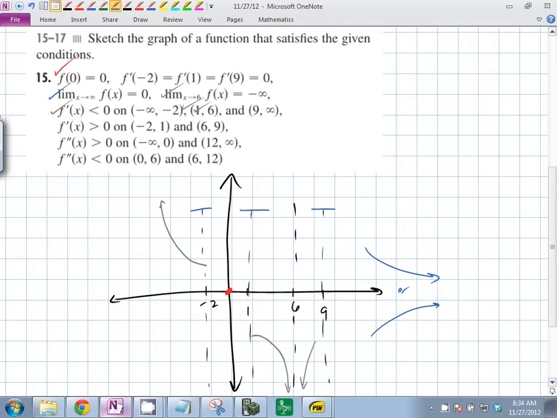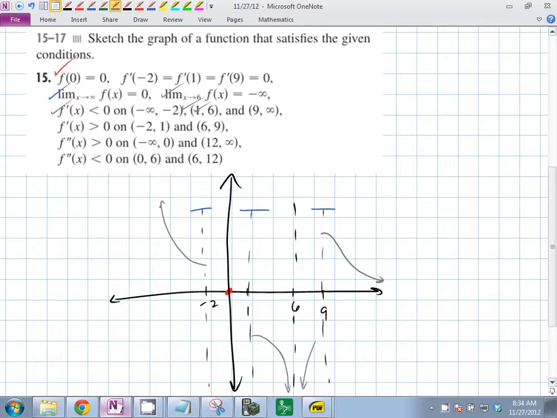And from what? 9 to infinity. So does that mean from 9 to infinity it's falling? So which one is it going to be? The upper one or the lower one? If it's decreasing from 9 to infinity, which one of those curves? The upper one. So we know the upper one has to be this. So we know it's going to go something like this. Like that. We know the derivative is 0 at 9, right?